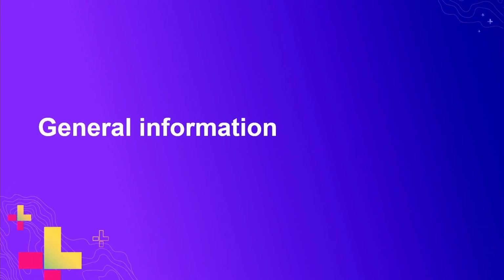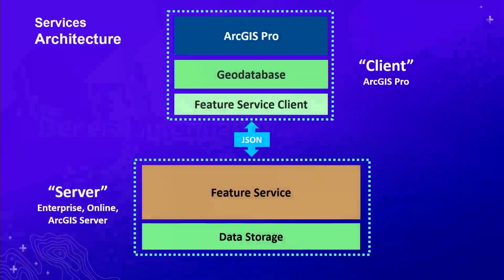Okay, moving into some more general feature service information. I wanted to start here with a general feature service architecture diagram. The top 3 boxes with the blue outline in this diagram are meant to represent ArcGIS Pro and its various components. Within this top group, the very top box is the application tier. The middle box is the geodatabase tier, and the bottom is the feature service client tier. The items in this top group communicate to the items in the bottom group via REST API requests and responses. The bottom box here shows the server, whether it be enterprise, online, or standalone server. It has the service tier processing the requests that are then sent to the data storage tier when appropriate.